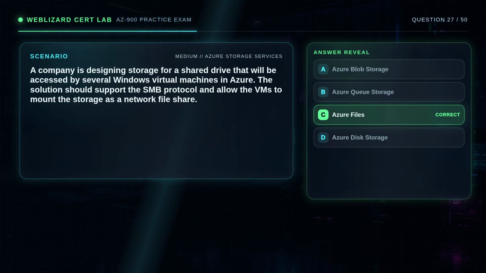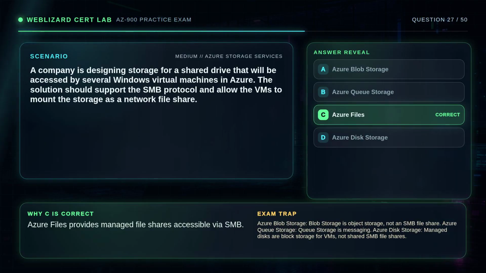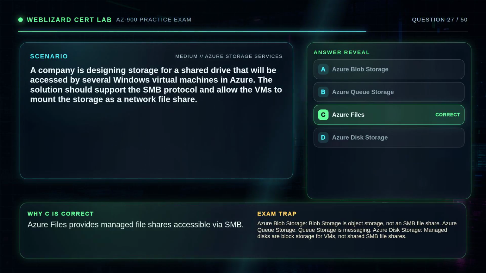The correct answer is C. Azure Files. Azure Files provides managed file shares accessible via SMB. Azure Blob Storage. Blob storage is object storage, not an SMB file share. Azure Queue Storage. Queue storage is messaging. Azure Disk Storage. Managed disks are block storage for VMs, not shared SMB file shares. The exam clue is provide an SMB network file share that Windows virtual machines can mount.